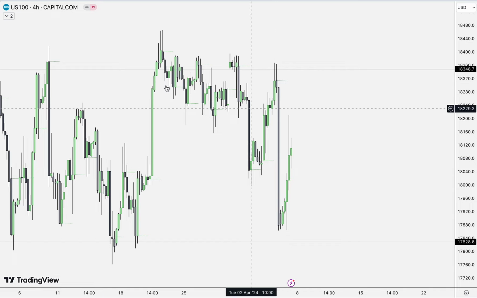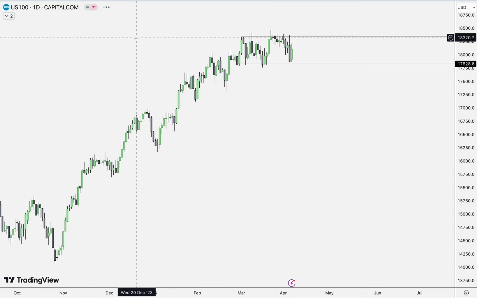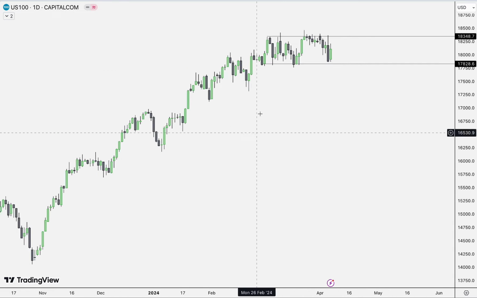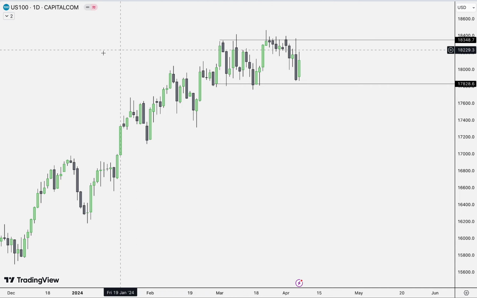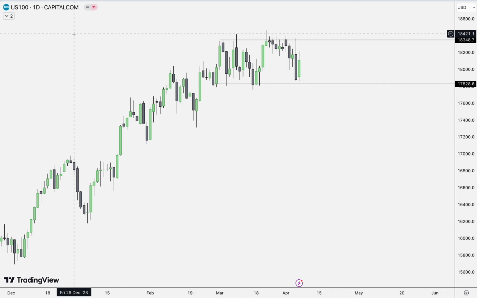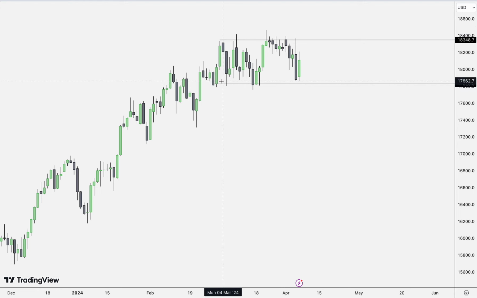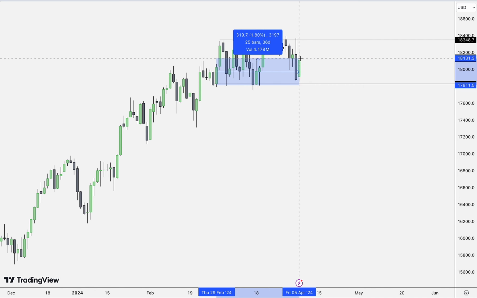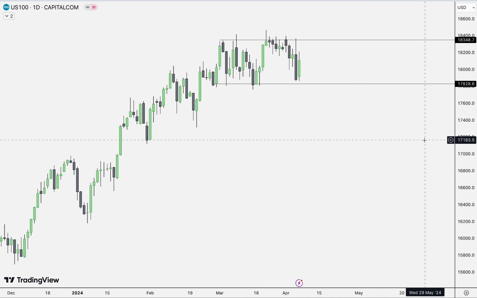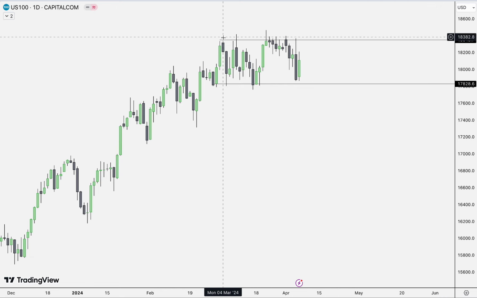And last but not least, we have the Nasdaq, the US 100. Very similar story, also at all-time highs, but here we can see that the momentum is slowing much more rapidly compared to the S&P. And we've spent the past 40 days, around 40 days, in a consolidation at around all-time highs without making a new higher high.